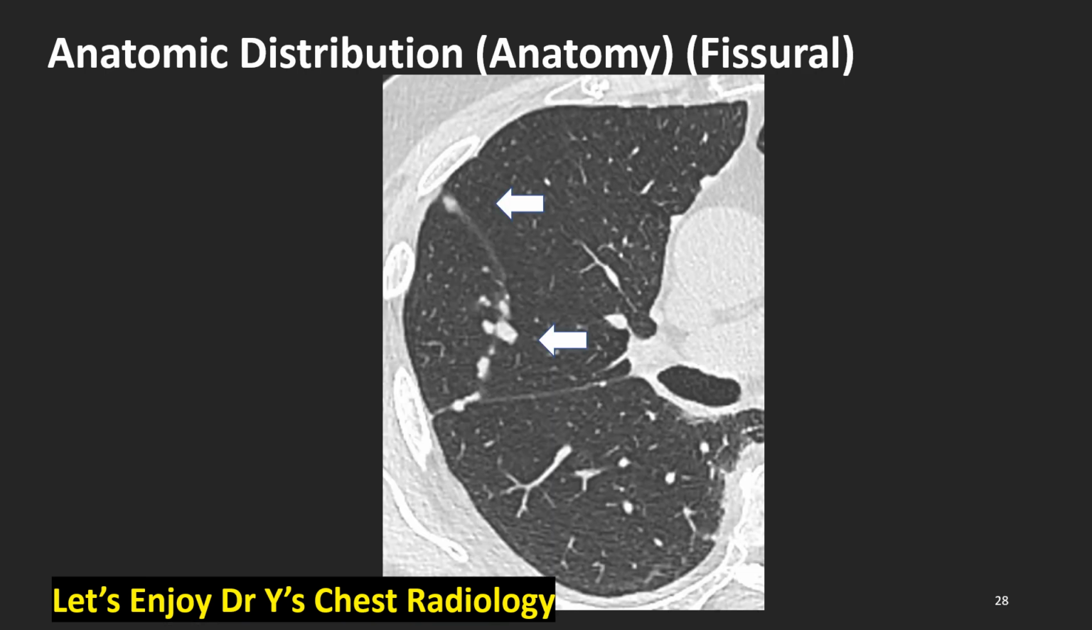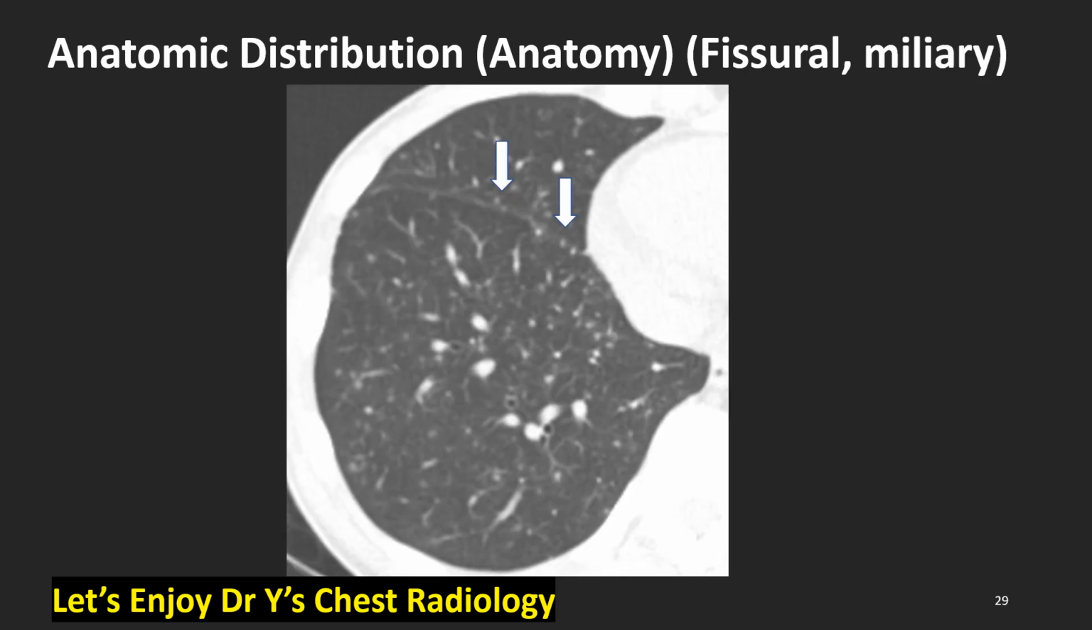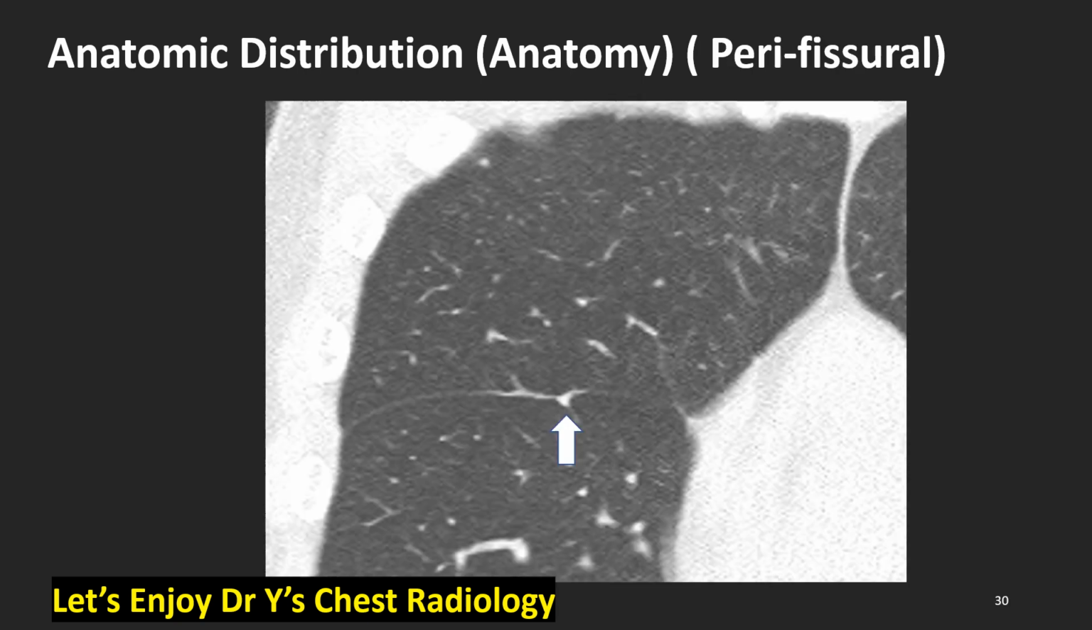Anatomic distribution, fissural. Pleural metastasis of the minor fissure. Anatomic distribution, fissural. These micronodules are fissural along the right major fissure, and they are also miliary micronodules of tuberculosis. Anatomic distribution, perifissural. The arrow indicates a perifissural nodule.